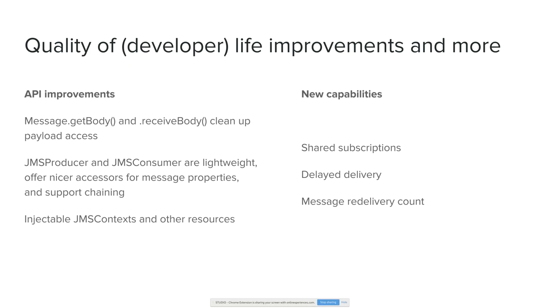JMS 2 also introduces new alternative classes for interfacing with producers and consumers and a few other things. These are lightweight objects, and so you can introduce them into a context relatively cheaply, and they offer an improved API. For instance, if you want to set message properties for sends, you can now do that without raising a bunch of JMS exceptions, which I think was a pain point for me. It made it pretty awkward to deal with just the content of a message.